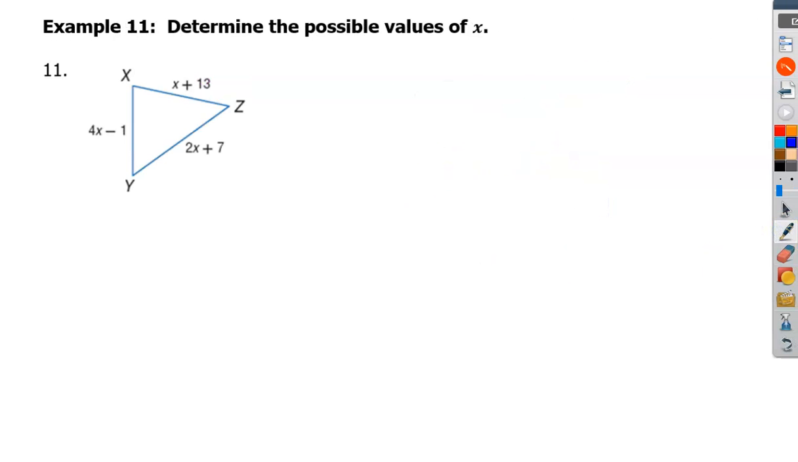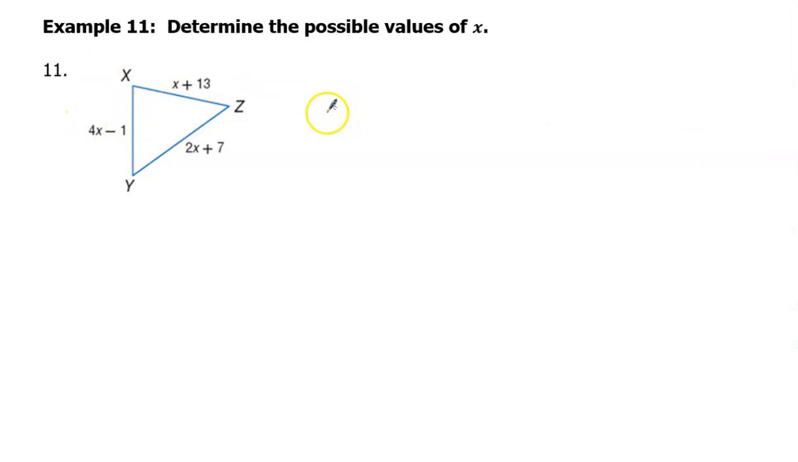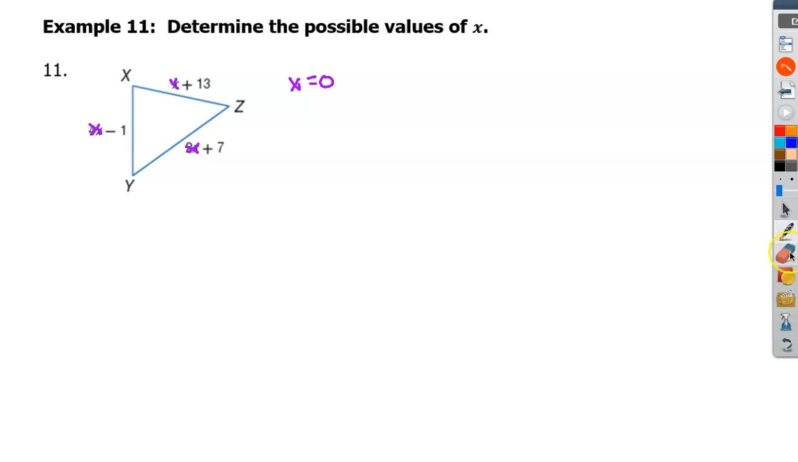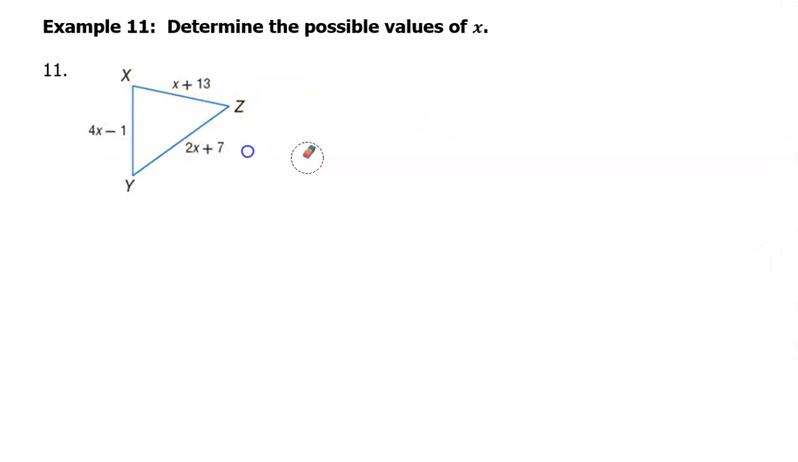Okay, let's take a look at number 11. This one says we just need to determine all the possible values of x. We'll probably do that by finding a good range of x's that do work. For example, if I were to pick x equal to 0 as a tester, it would get rid of the x parts because 0 cancels things out. So this side length would be -1, this one would be 7, and this one would be 13. That does not work because we can't have a negative side length. So automatically, I know my x is going to be greater than 0.